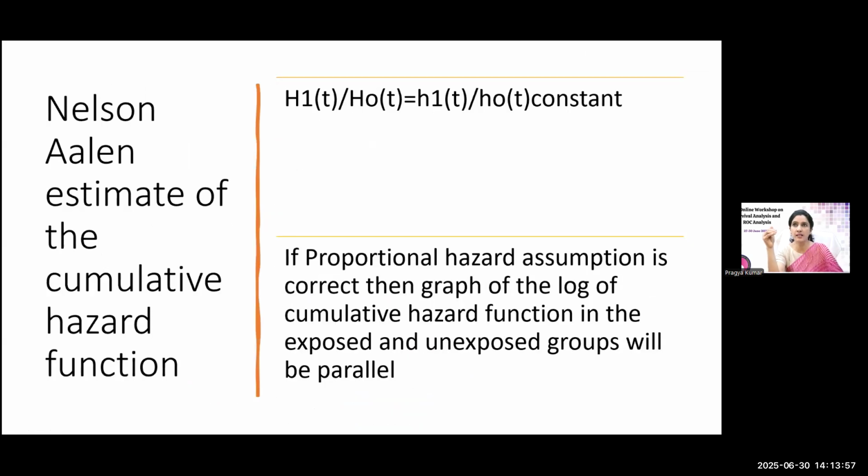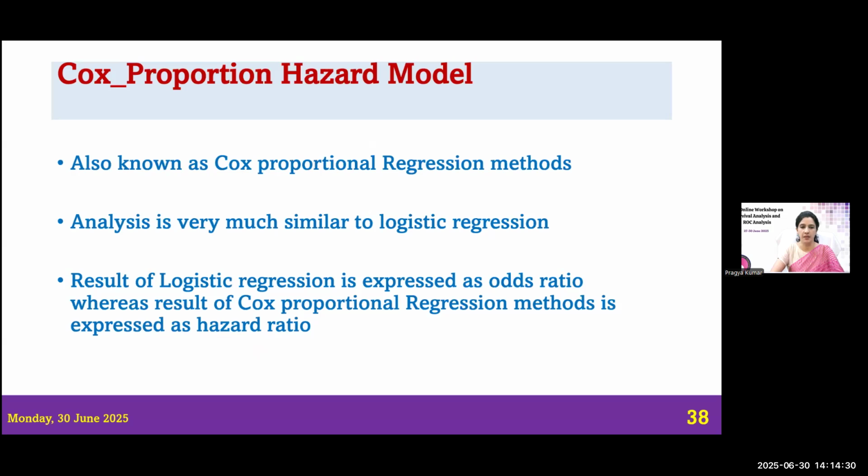This is known as the Nelson-Aalen estimate of the cumulative hazard function, and it says that if the proportional hazard assumption is correct, then when you plot the curves, in the graphical representation both curves will go parallel. They are not going to cross each other. If they are lying parallel, that means the proportional hazard assumption is met.